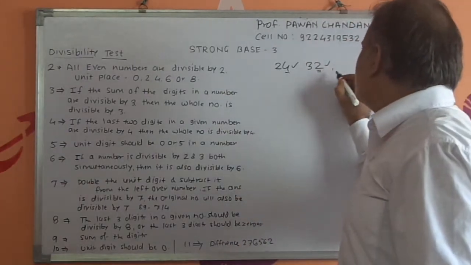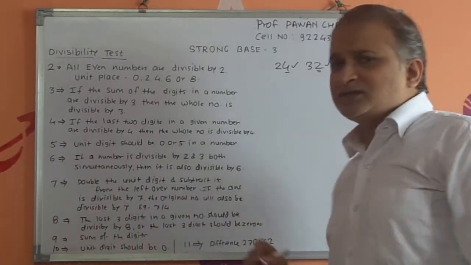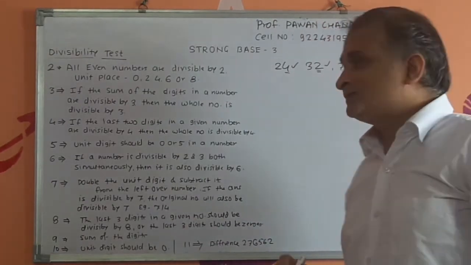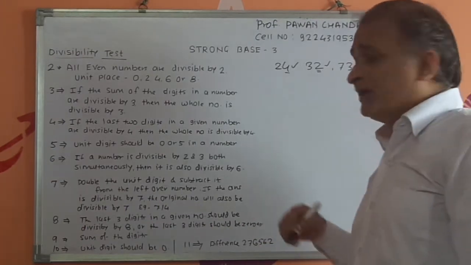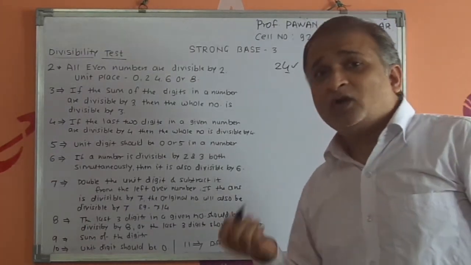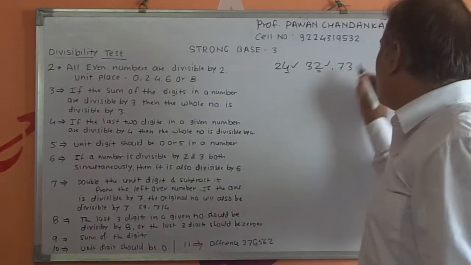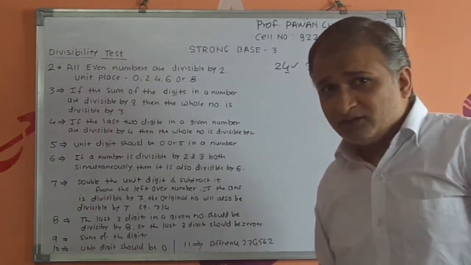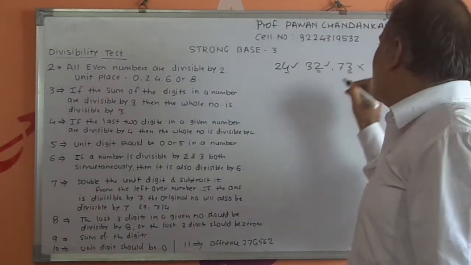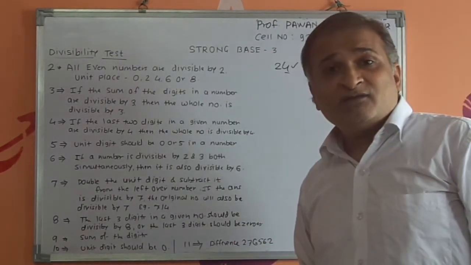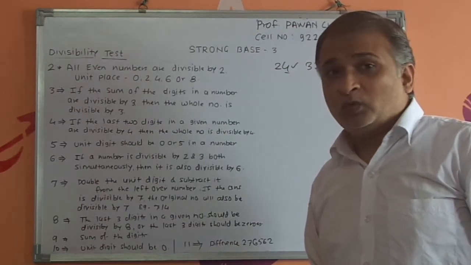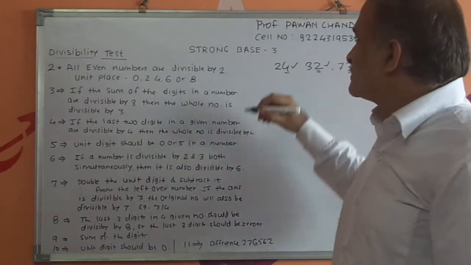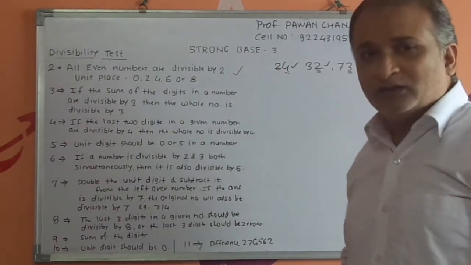Next example, 73. Is this number divisible by 2, kids? Come on, tell me. First of all, we will try to understand whether it is an even number or an odd number. 73 bears a digit 3 at its unit place, so it is not an even number. So this number will not be divisible by 2. Understood, kids? Very good. This is the test of 2 which we have learned.